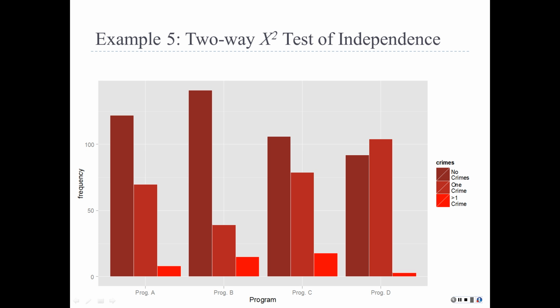That's not good. This is a more criminal category. It's not as effective, or maybe it's actually teaching people how to be more criminal. And then program D, you're just screwed. A whole lot of people come out of program D and commit a crime. On the other hand, they're not committing a lot of crimes, not more than 1 crime, just 1 crime.